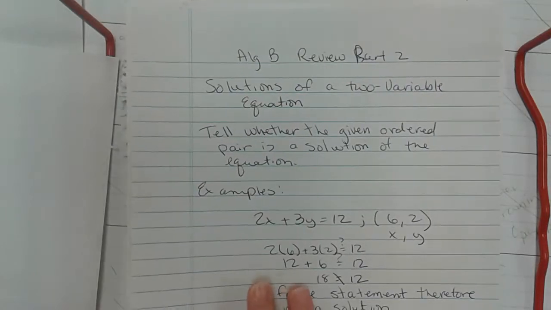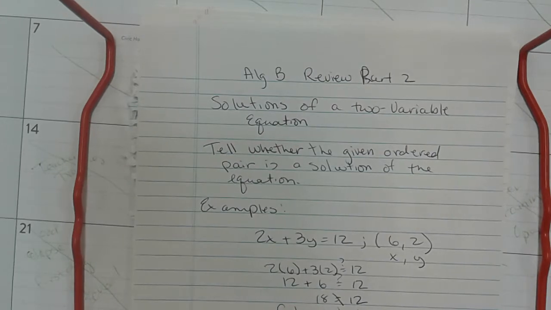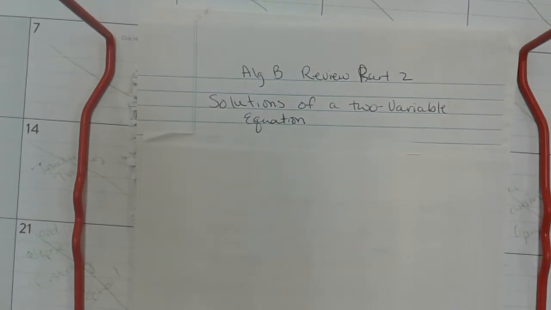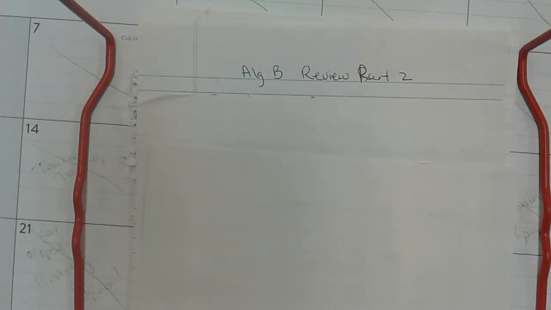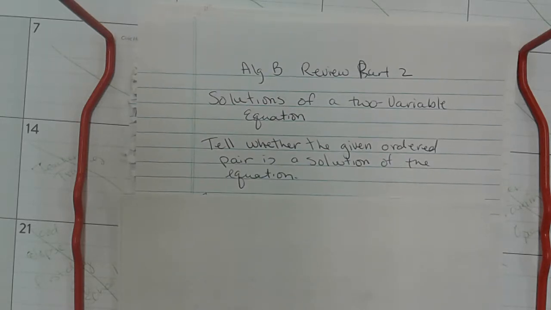Okay, Algebra B students, this is the second part of our review before going into chapter 5. And the first thing that we're going to do is solutions of a two-variable equation. Our directions are to tell whether the given ordered pair is a solution of an equation.